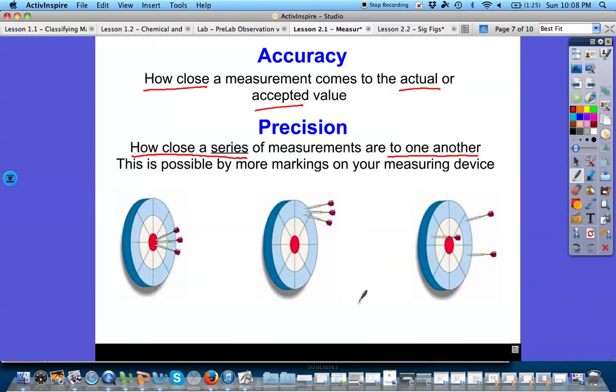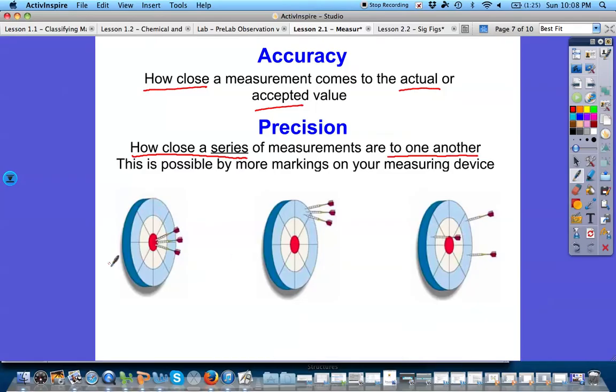So we have 3 targets here, and if the goal is to hit the bullseye, we want to determine if they have accuracy or precision or both or neither. So in our first one, all 3 are at the bullseye, so we have yes to accuracy. And all 3 are close together, so yes to precision.